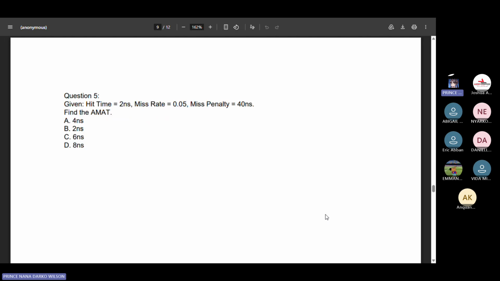Given hit time to be 2 nanoseconds, miss rate to be 0.05, miss penalty to be 40 nanoseconds. What's the average memory access time here? Let's work fast.